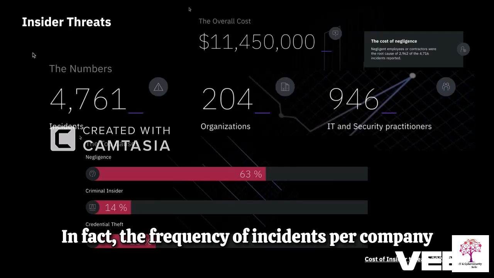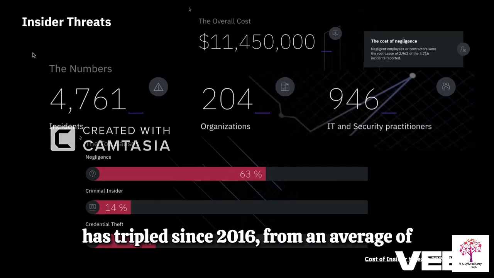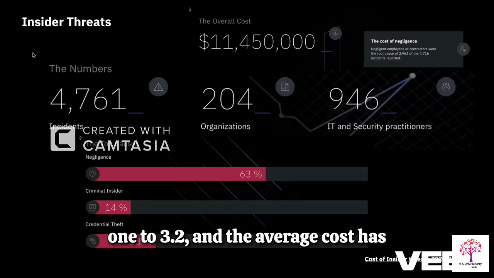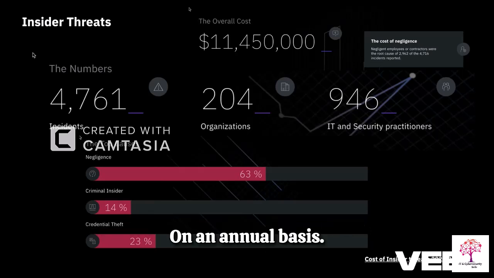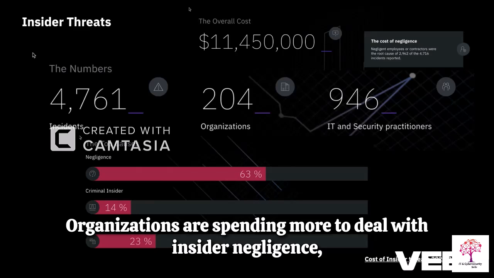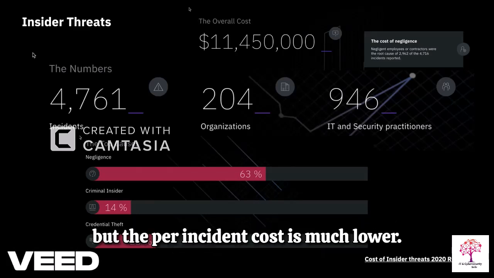In fact, the frequency of incidents per company has tripled since 2016 from an average of 1 to 3.2, and the average cost has increased from $493,000 to over $871,000 in 2019. On an annual basis, organizations are spending more to deal with insider negligence, but the per incident cost is much lower.